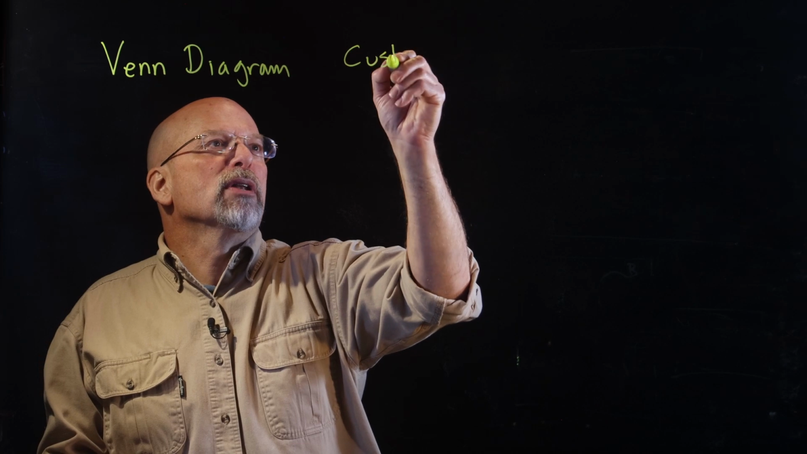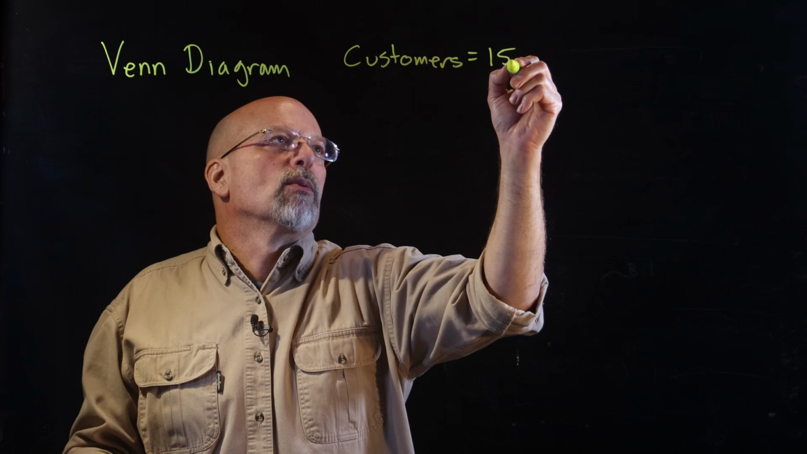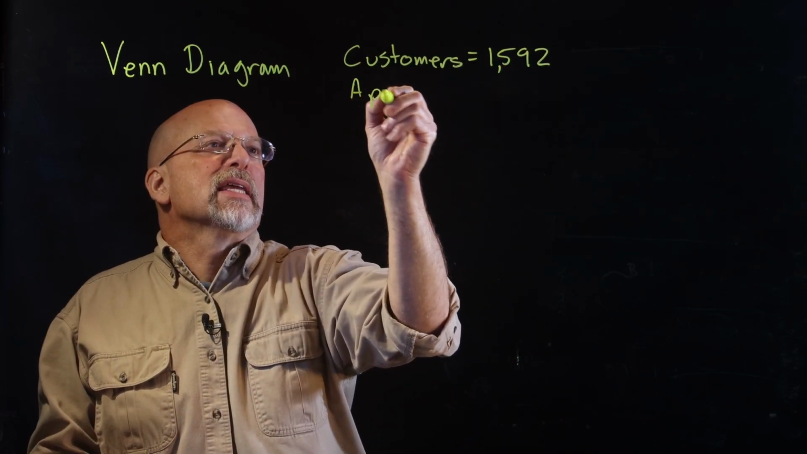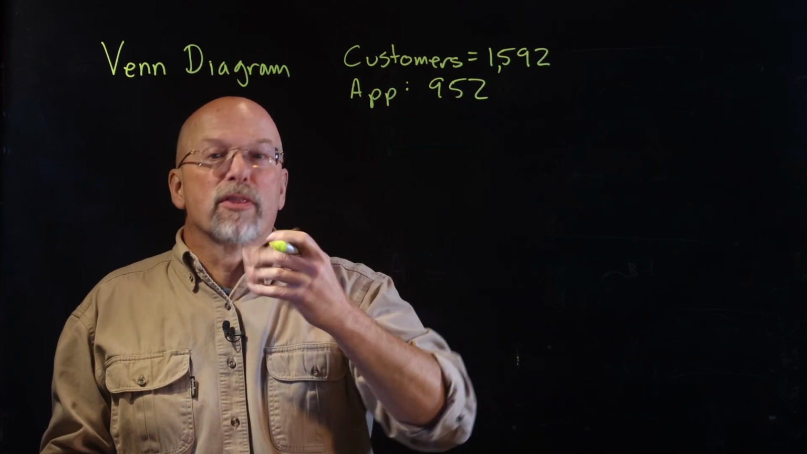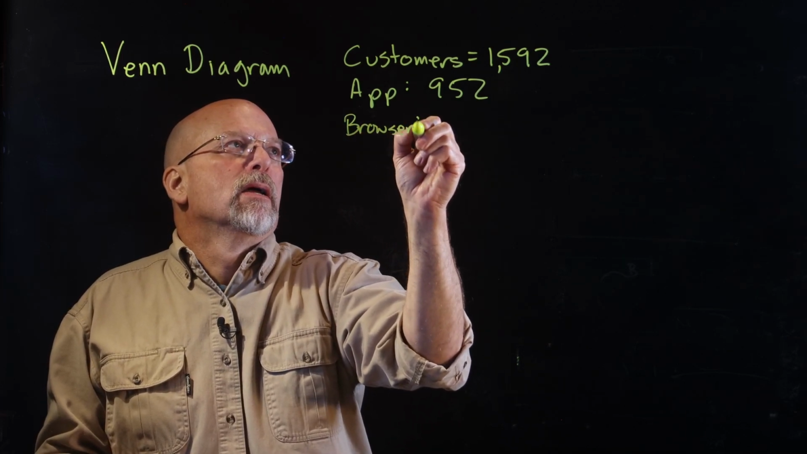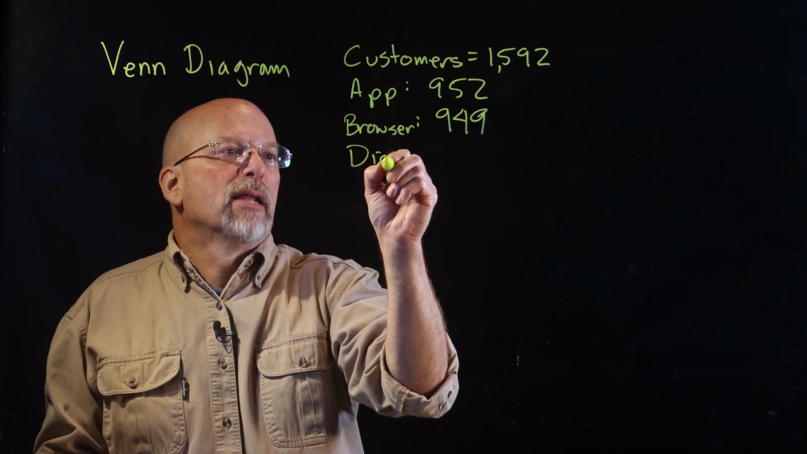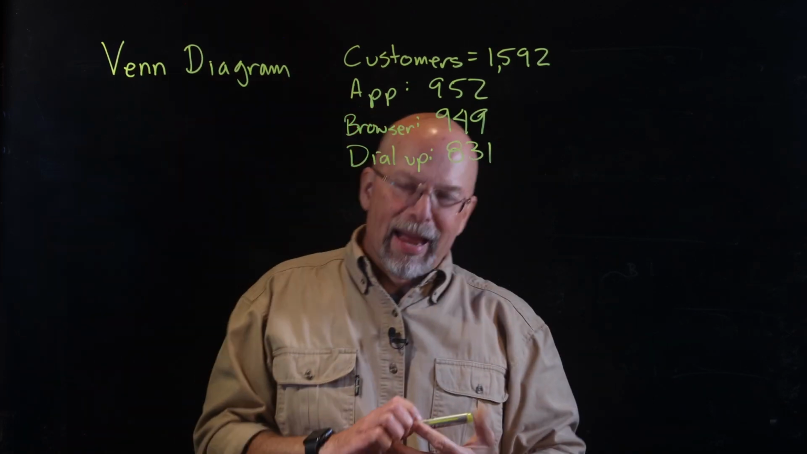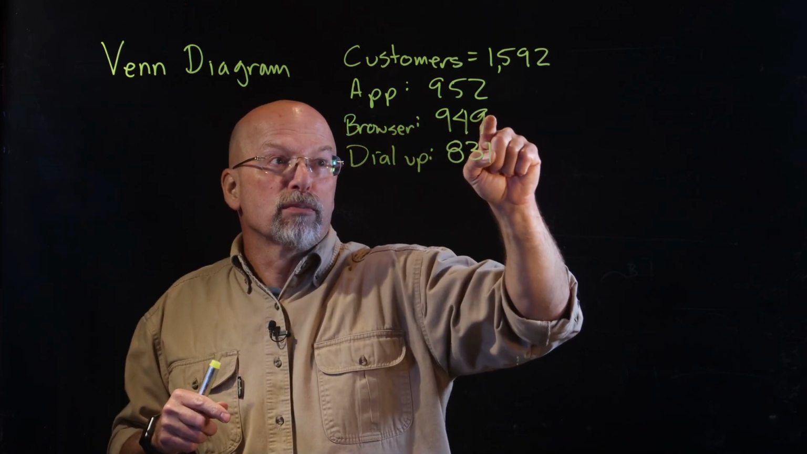Let's say that our total number of customers is, let's say, 1,592. Now, as far as the app is concerned, 952 of our customers use the phone app. For the browser, 949 use the browser. Dial-up, we've got a whole 831. So there's the breakdown. But understand that some users use two of them.